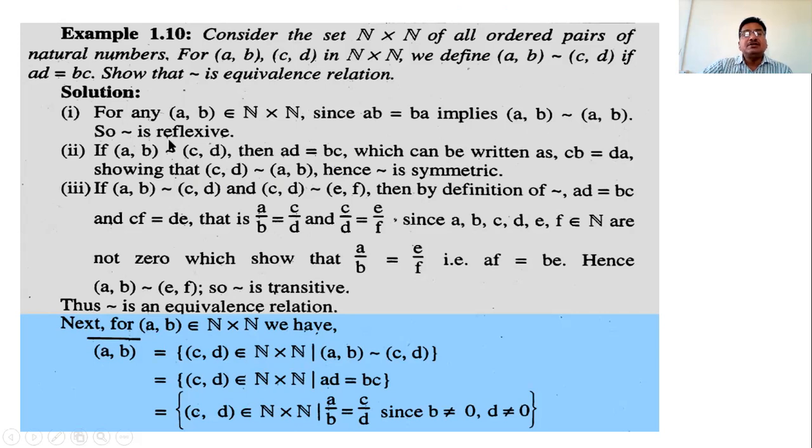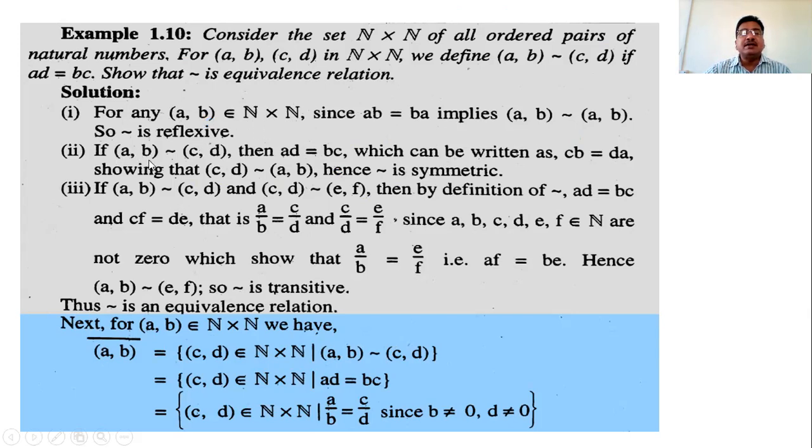And therefore the relation is reflexive, because every element of N cross N is related to itself. When the relation is reflexive, if every element of the set is related to itself, then the relation is reflexive. And this element AB is related to AB, and therefore the relation is reflexive.